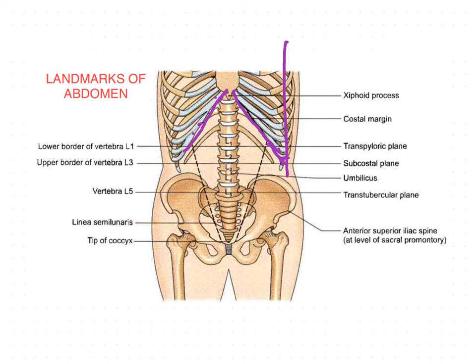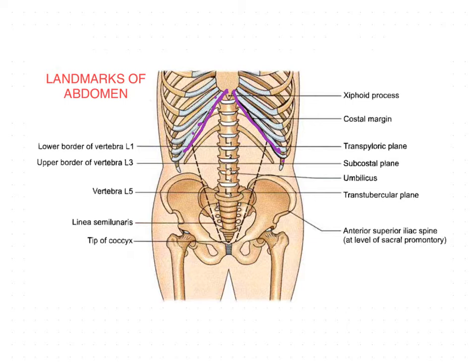And the next landmark is the subcostal plane. The subcostal plane is the transverse plane passing through the lowest part of the costal margin. So here you can see this.